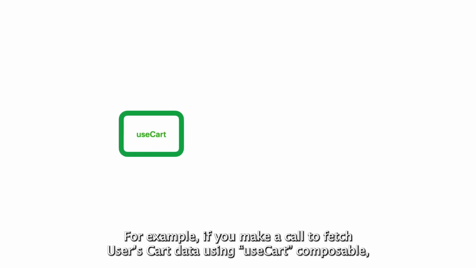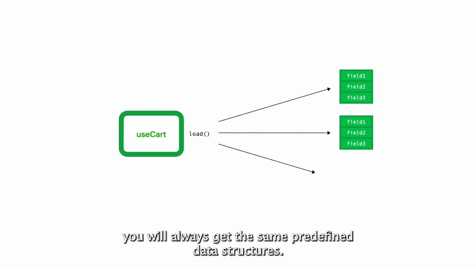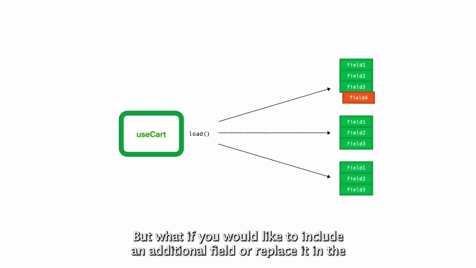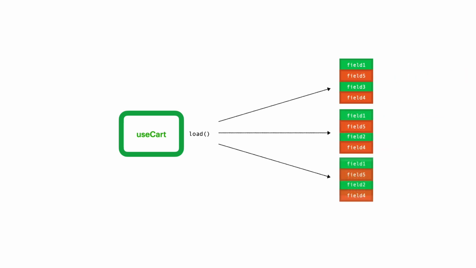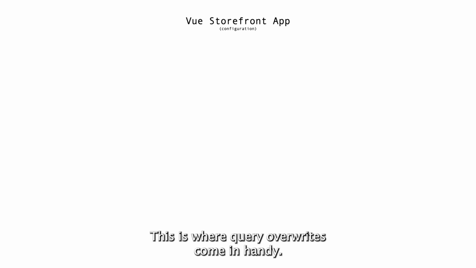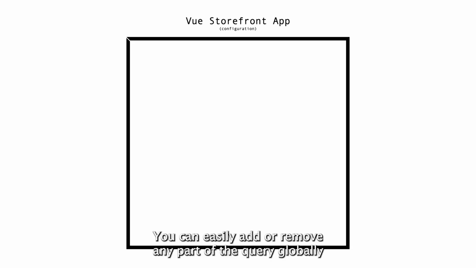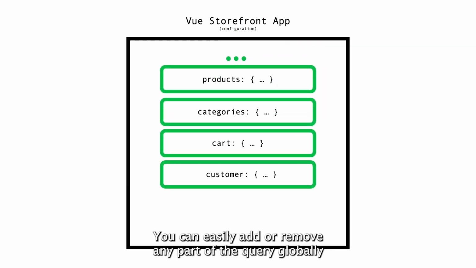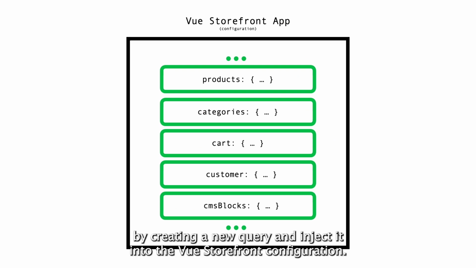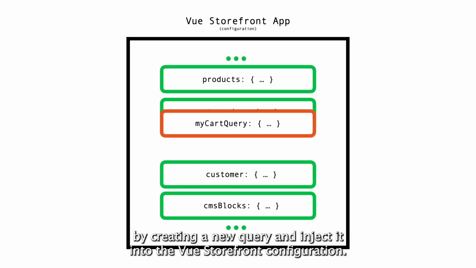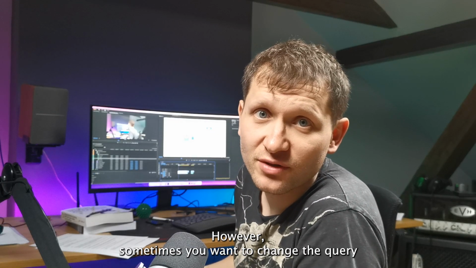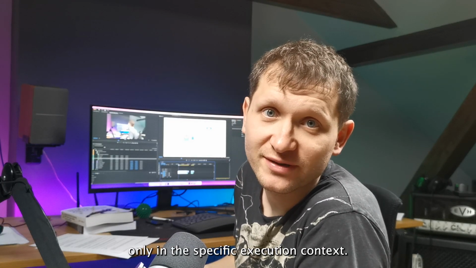For example, if you make a call to fetch user card data using useCard composable, you will always get the same predefined data structures. But what if you would like to include an additional field or replace it in the response for every request? This is where query overrides come in handy. You can easily add or remove any part of the query globally by creating a new query and inject it in the ViewStorefront configuration. However, sometimes you may want to change the query only in a specific execution context.